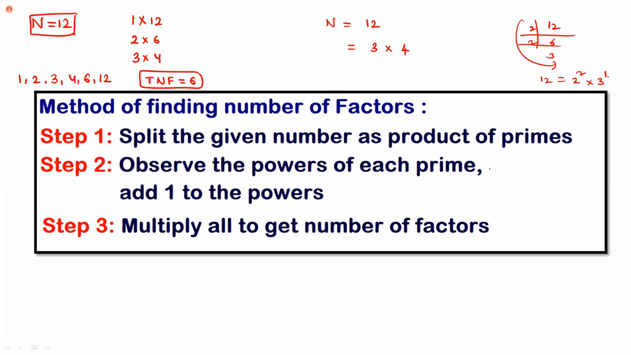Writing the given number as a product of prime numbers is called prime factorization. That is the first step. 3 into 4 we cannot take, since 4 is not prime, so we write it as 2 power 2. Once you write it as a product of primes, look at the powers. If nothing is there, keep it as power 1, just to make the answer faster. So 3 power 1, 1 plus 1 is 2; 2 power 2, 2 plus 1 is 3; 3 into 2 is 6. Mark your answer choice as 6.